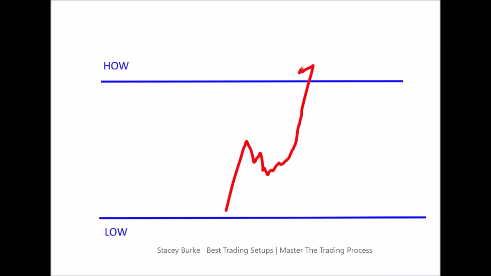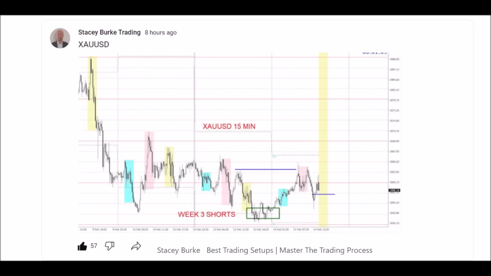and continue right away. Now, I put this gold chart up on the community post today because we had week 3 shorts triggered into the market.